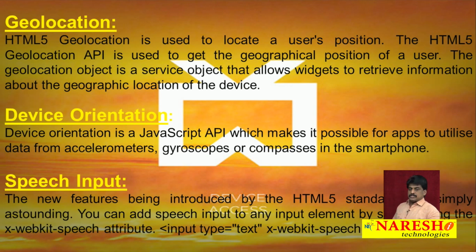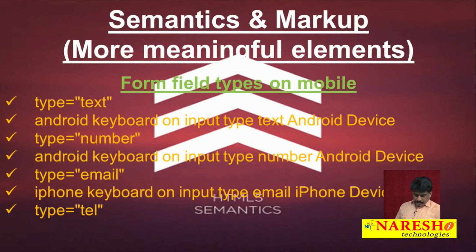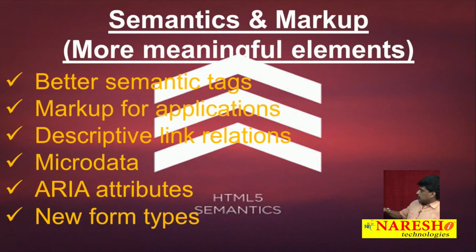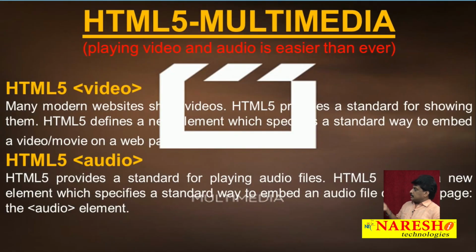Next one is called speech input. Yes, it is already available right now. Open the google.com web page in the Chrome web browser and try to view that. So these are the features available. Semantics, I already spoke about at the start. After that I am coming to new form input types. I already provided these attributes. Next one, more semantics: text, number, email, tel. Already I said video, audio.